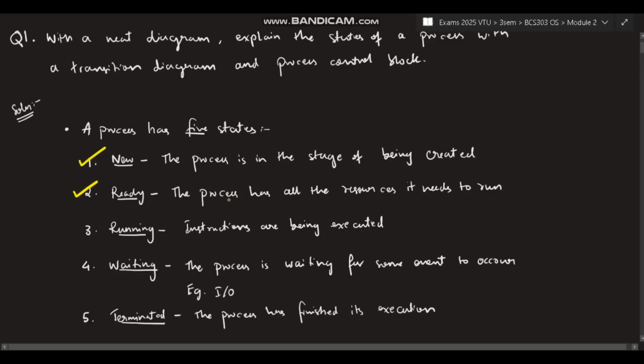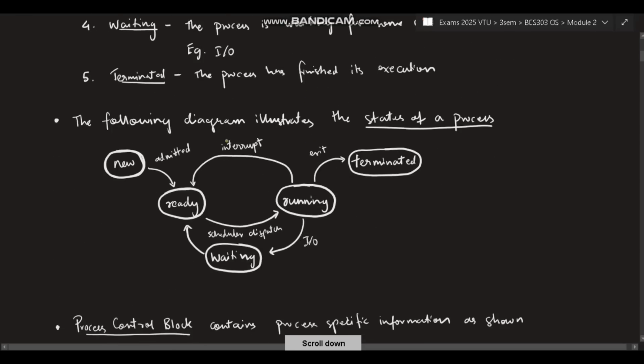Second is the ready stage. Ready is the stage where the process has all the resources it needs to run. All the resources are present, and the process is waiting for some command to start executing. So this is the creation phase, this is the phase where it is ready, and third is the running phase where the instructions are being executed. Fourth is the waiting phase. Whenever there is a time gap in between where the input output operation is happening, the process stops in between, so that is called the waiting phase. And once all the operations are over, that is called the terminated phase. The process has finished its execution. These are the five phases, and this is the diagram for the states of the process.